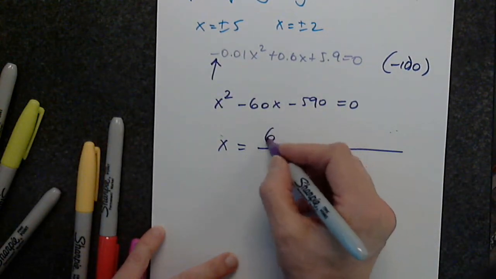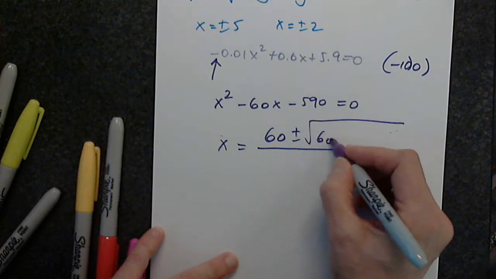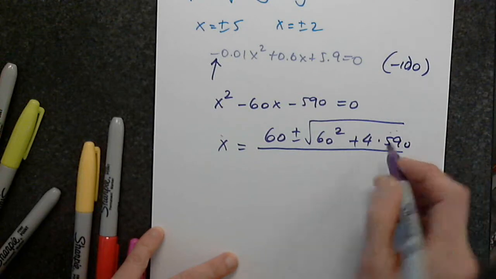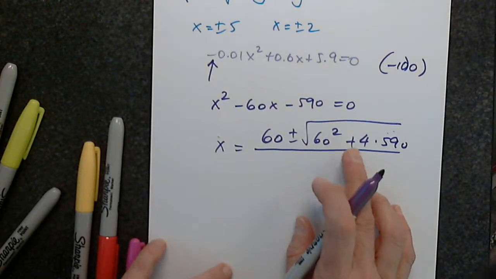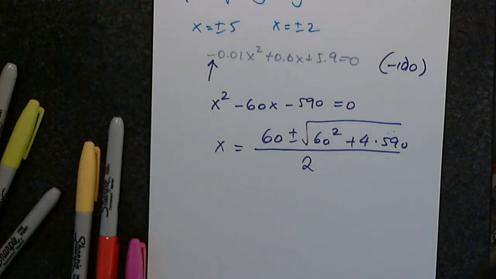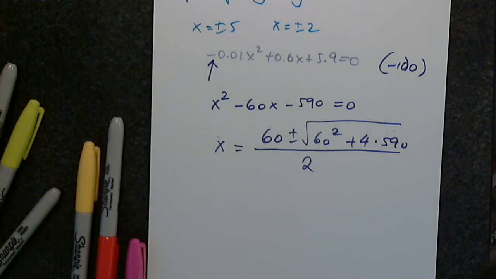And I will say -b, so -(-60), plus or minus the square root of b squared, 60 squared minus 4 times a times c. I will change the negative into positive because c is negative, all over 2 times a. It's not a mistake to put -4 and then 590 in parentheses, but you may make a mistake when you put it in the graphing calculator. That's my fear. I accept any method. So I recommend you do this now. Put it in one step.